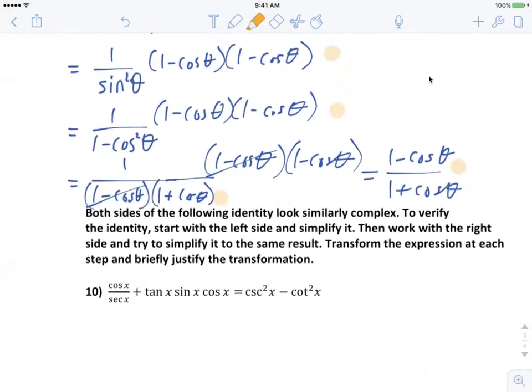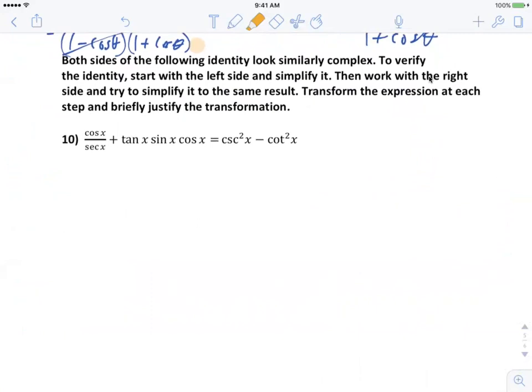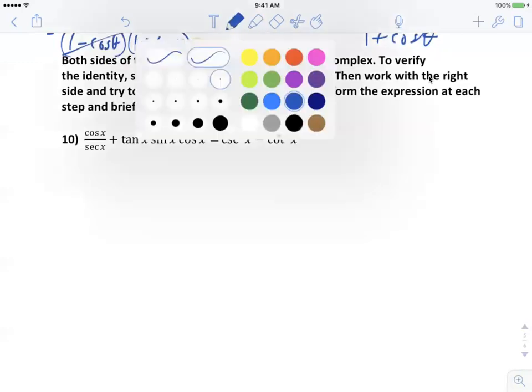Okay, one more. Let's try one where we're going to work with each side because they both look complex, and then see if we can simplify each one separately down to a common thing. Okay, so let's work with the left side first. So over here, we're going to do the left side.